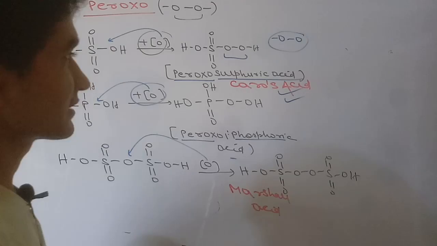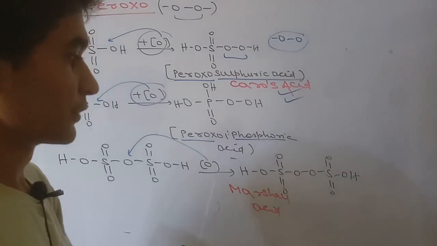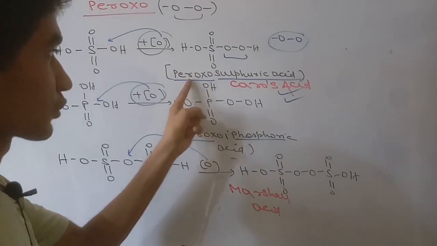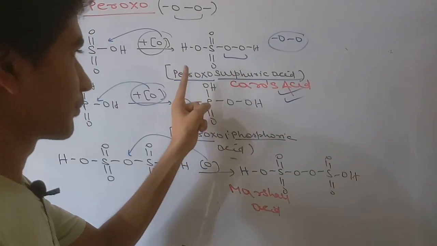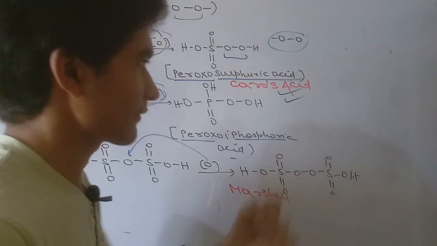Marshall acid, and Marshall acid is just a peroxo group is there, so it is peroxo disulfuric acid because 2 sulfur is there. Here it is peroxo sulfuric acid. This is your peroxo sulfuric acid. This is peroxo disulfuric because 2 sulfur is there.